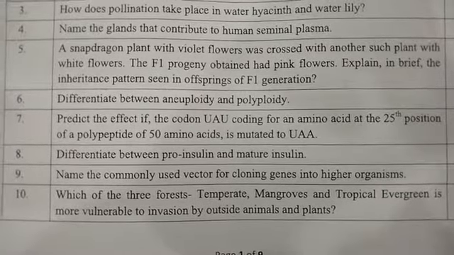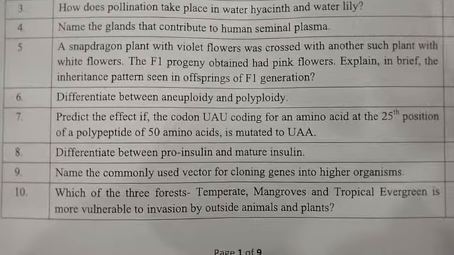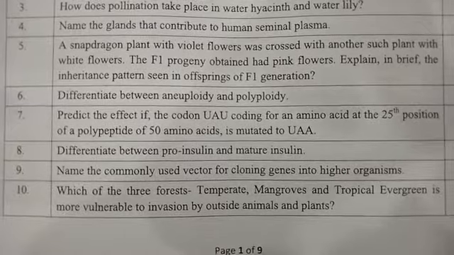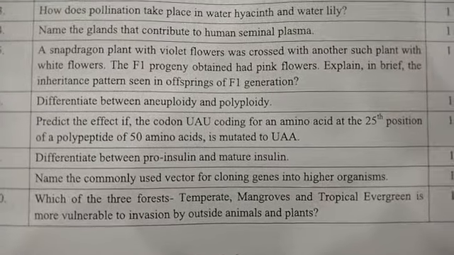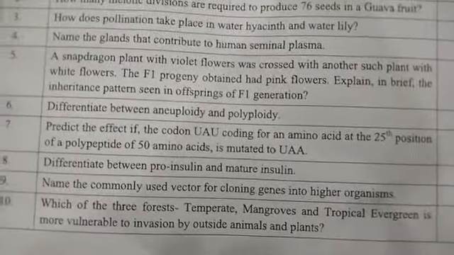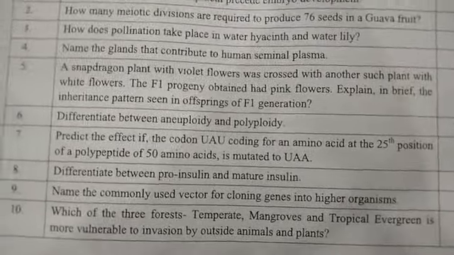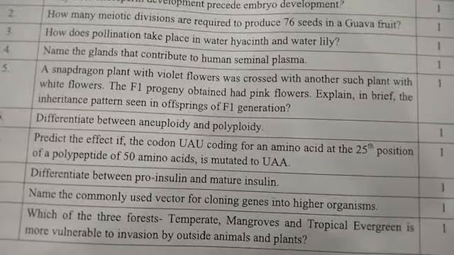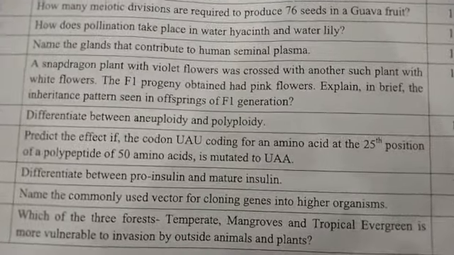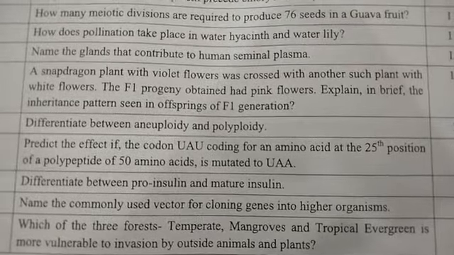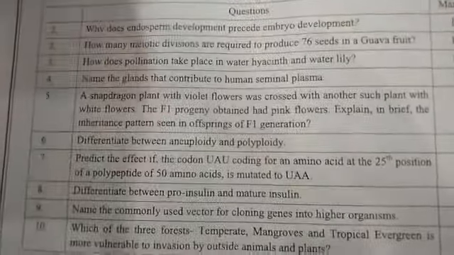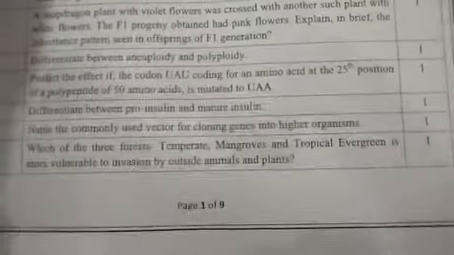Now, eighth, differentiate between pro-insulin and mature insulin. Ninth, name the commonly used vector for cloning genes into higher organisms. And tenth, which of the three forests, temperate, mangrove and tropical evergreen, is more vulnerable to invasion by outside animals and plants? So this is your section A. 10 questions we have already finished.